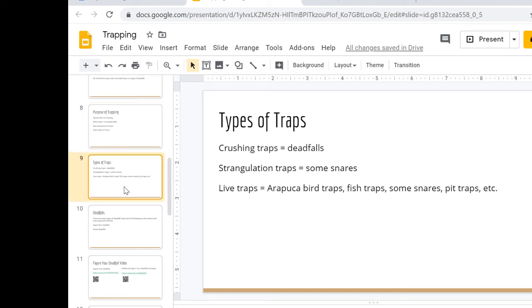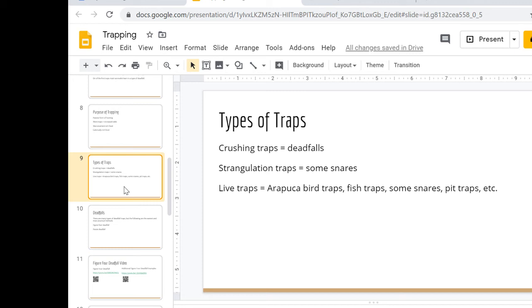Types of traps, crushing traps. So you have deadfalls. Got to be careful with those because you can get bacterial infection or bacterial contamination in the rest of the meat. So if you leave them there too long and there was damage to the internal organs, especially the intestines, that bacteria can leach out and get into the meat and poison the person eating the meat.